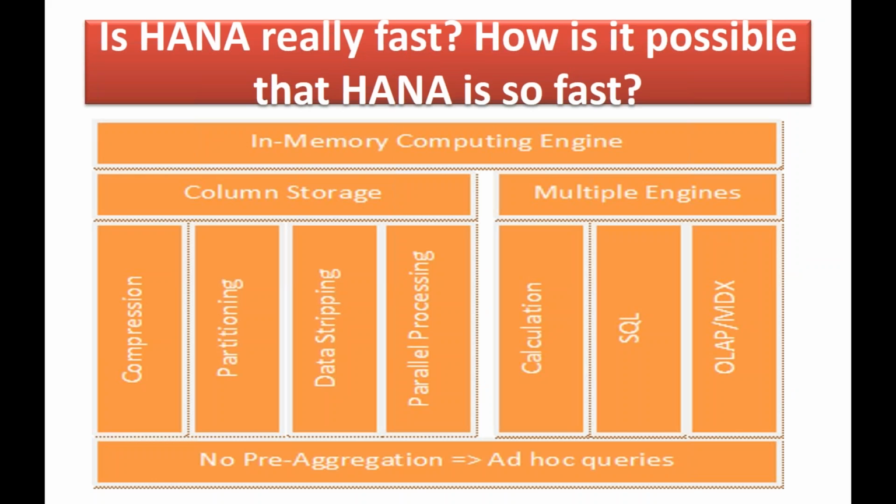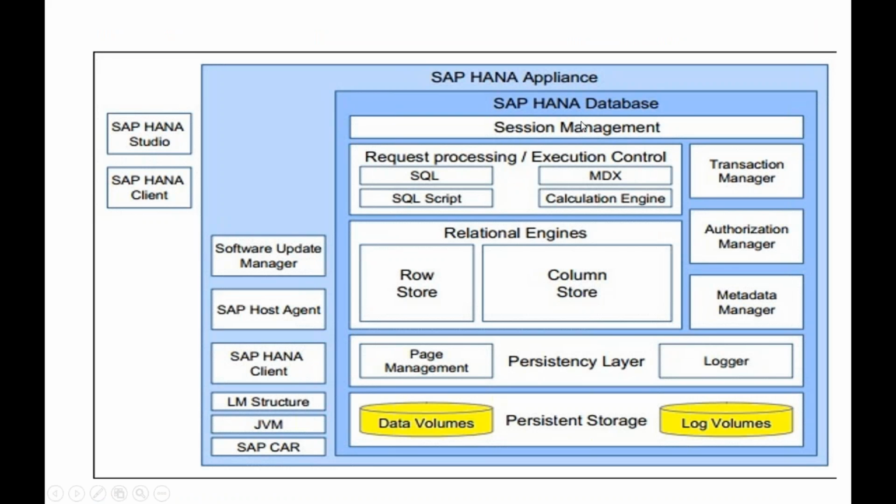And this is why it is really fast. The reason is the architecture: it has an in-memory computing engine and column storage, data compression, data partitioning, data striping, and parallel processing of the data. We also have engines providing services to process your data: the calculation engine, SQL engine, and OLAP engine. So this architecture, the way they designed it, helps your HANA run much faster. For example, this is your HANA appliance. I have a HANA database system.